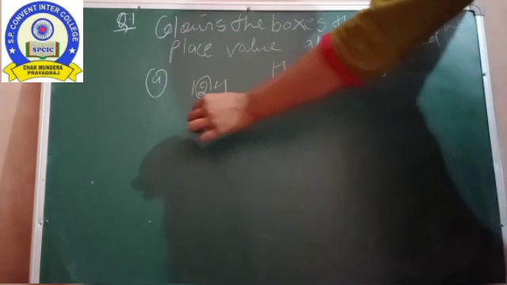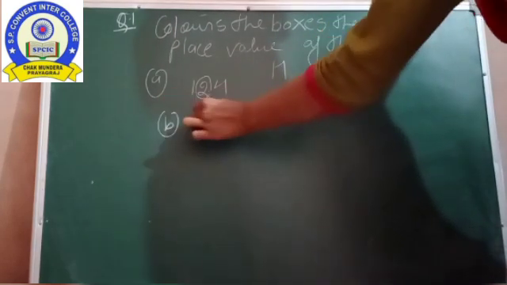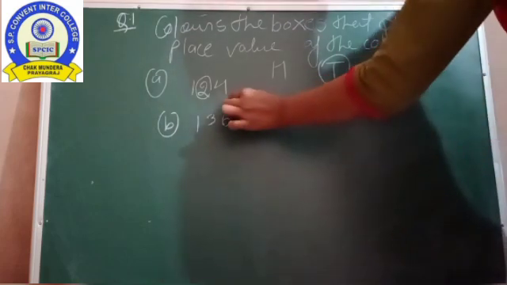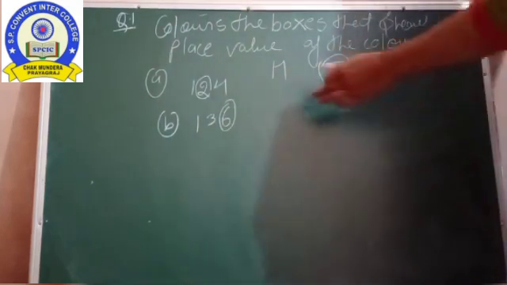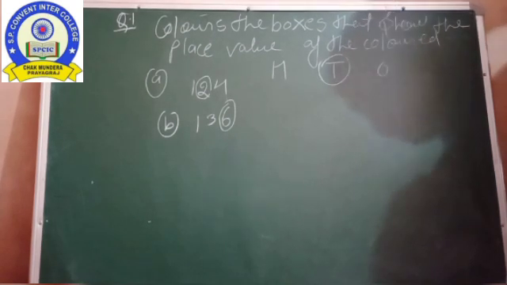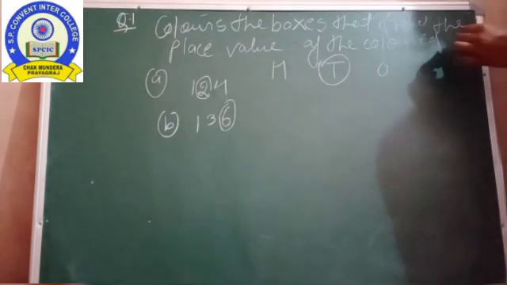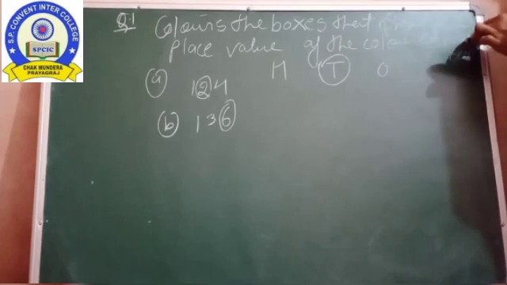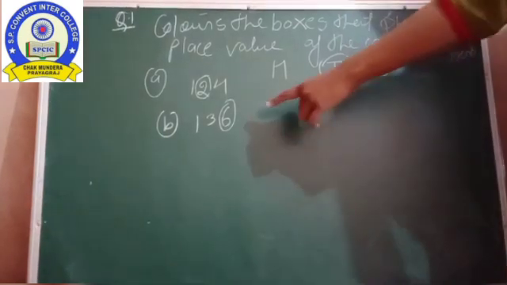Second question, 1, 3, 6. Colored number is 6. What is the place value of the colored number? Six is ones place.